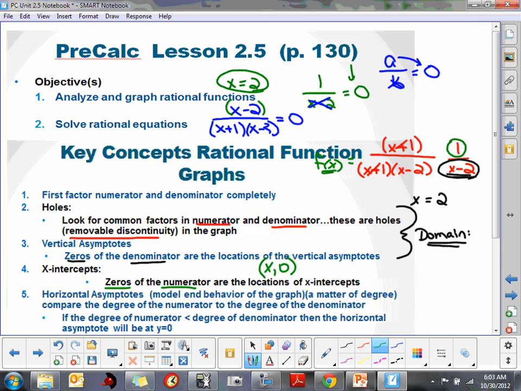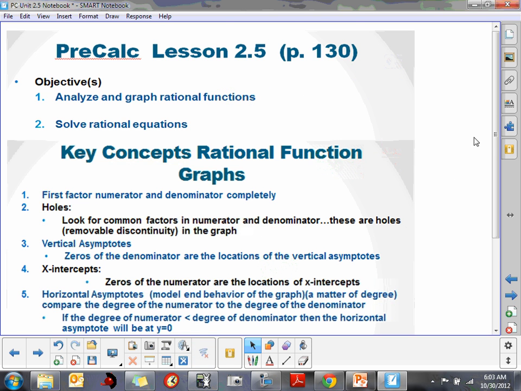If x is 2, then our fraction will equal 0, therefore it has to be an x-intercept. The one that probably takes a little bit more time and energy to think about, I'm going to clear this off, are the horizontal asymptotes.